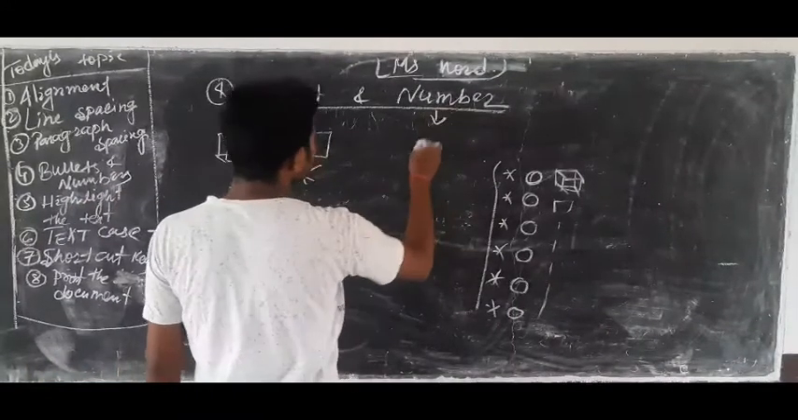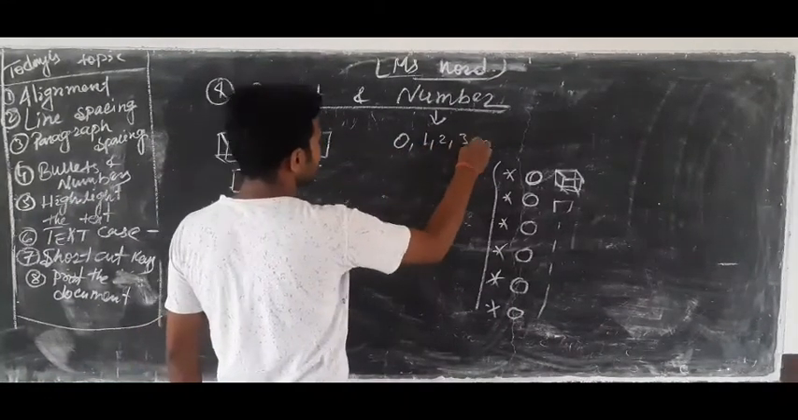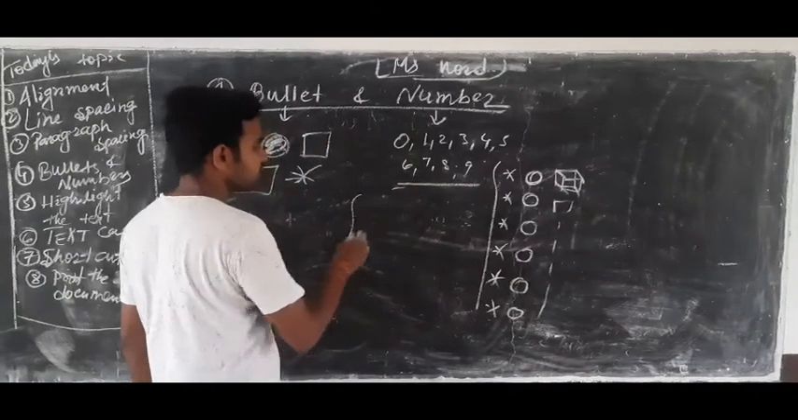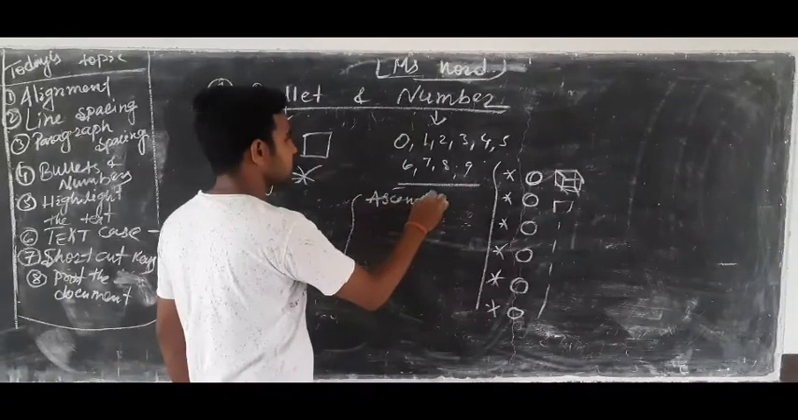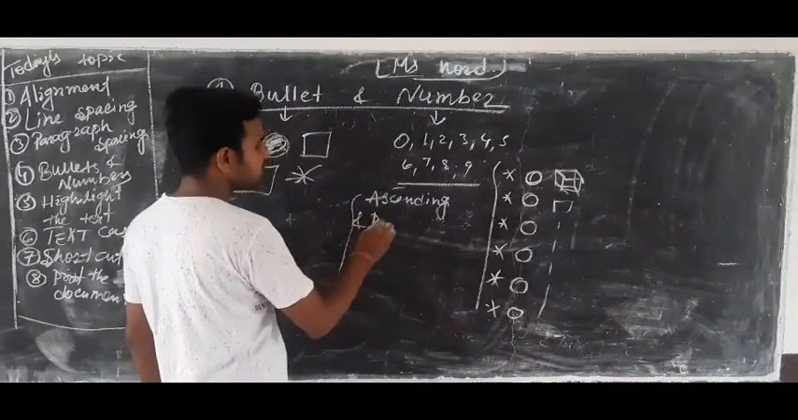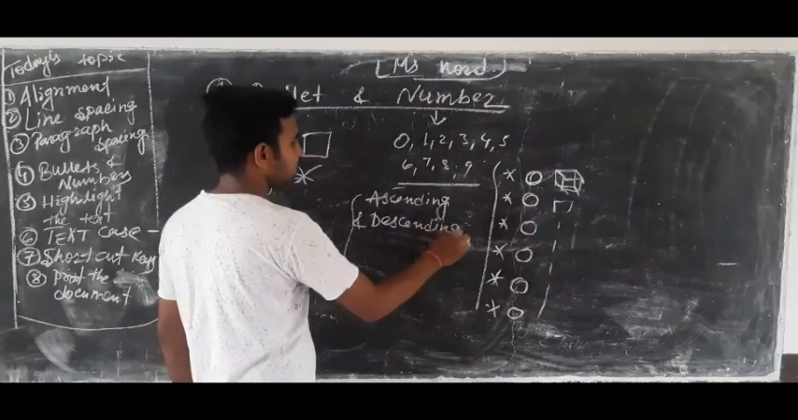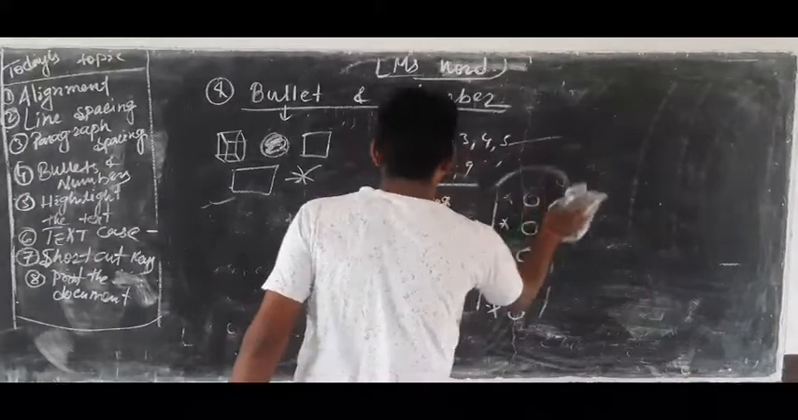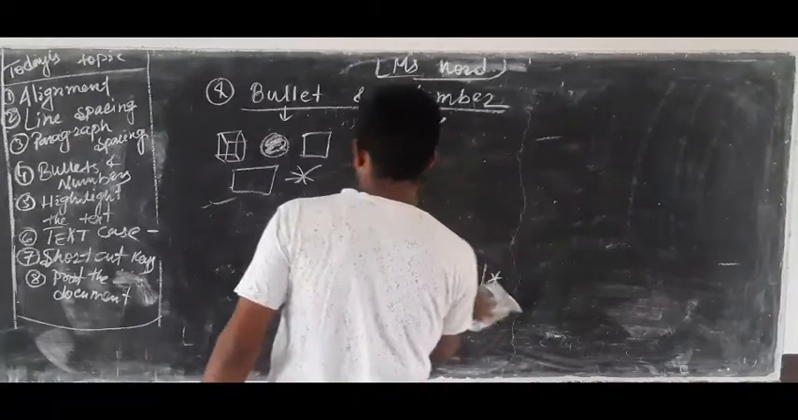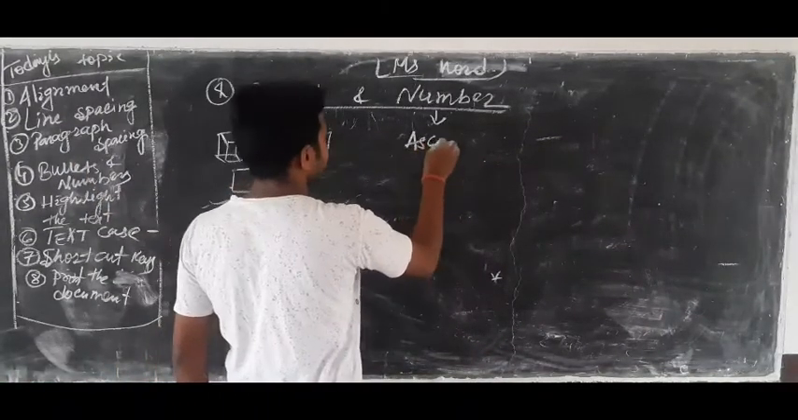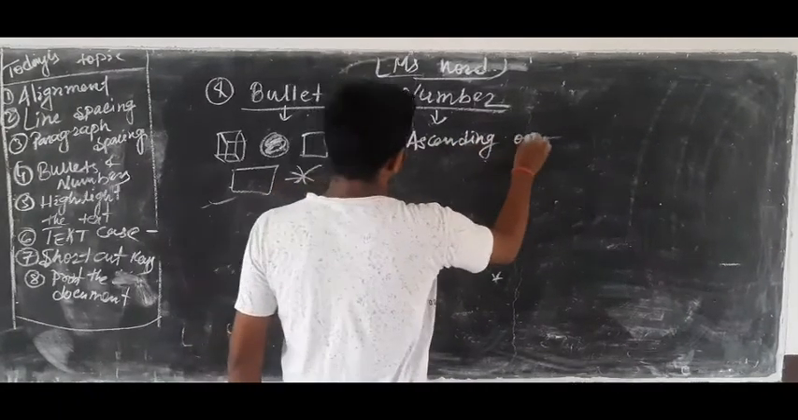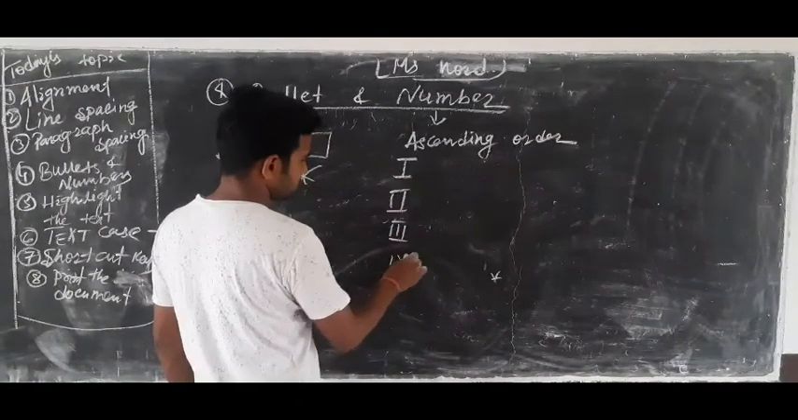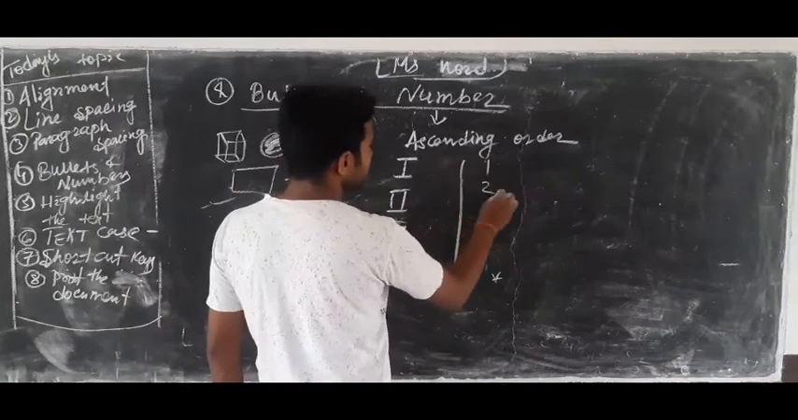And after that comes numbers: 0, 1, 2, 3, 4, 5, 6, 7, 8, 9. This is required in ascending order. It can be ascending order or descending order. That option is available there. Ascending order, that is in Roman numerals. We can use this one. Second, 1, 2, 3, 4, 5.